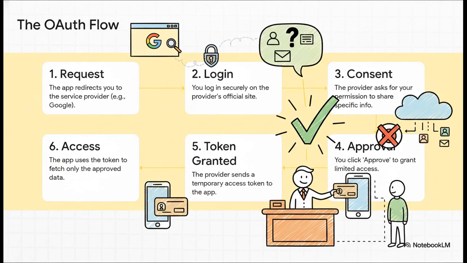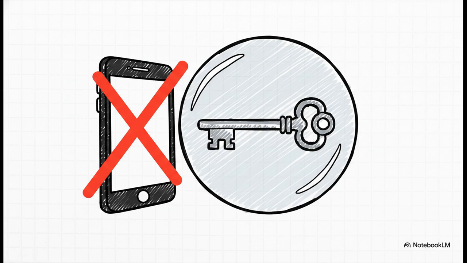The second you do that, Google's server, our hotel front desk, generates that temporary key card, the access token, and hands it directly back to the app. From then on, the app uses that specific token to ask Google for only the information you approved of and absolutely nothing more. And here's the most important takeaway from that whole dance. The third-party app never, not even for a millisecond, saw, touched, or had any knowledge of your actual Google password.